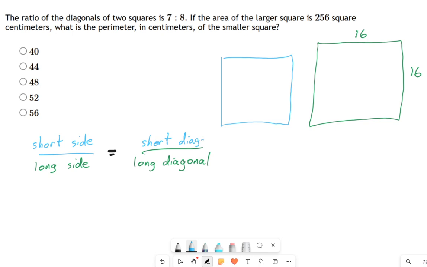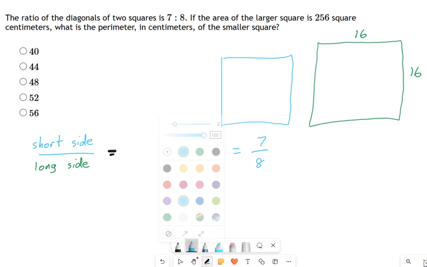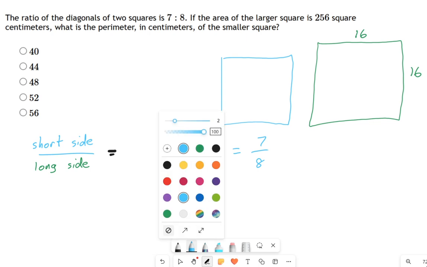Now, the reason I like this way of thinking in terms of side divided by side equals diagonal divided by diagonal is I already know the result is 7 over 8. Okay, so what that tells me is it is okay to stop talking about diagonals because they're in a ratio and they're just going to equal 7 over 8. Then I kind of have my answer just about.